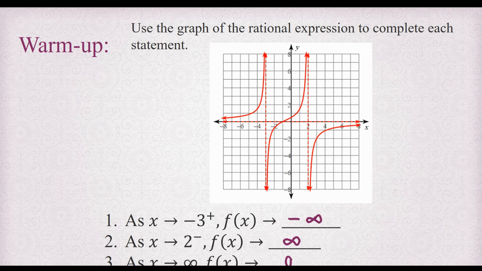Okay, so using the arrow notation, we should have gotten that as x approaches -3 from the right, f of x approaches -infinity. As x approaches 2 from the left, f of x approaches positive infinity. And as x approaches positive infinity, f of x approaches 0.